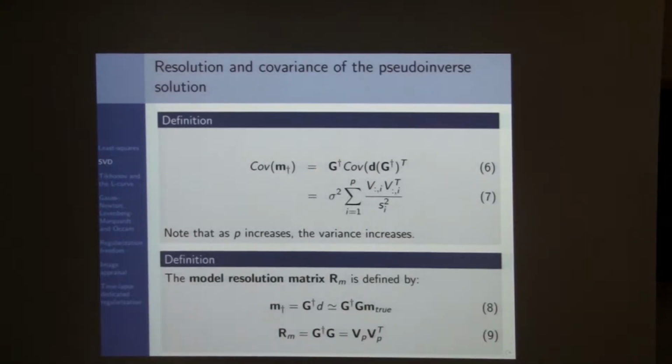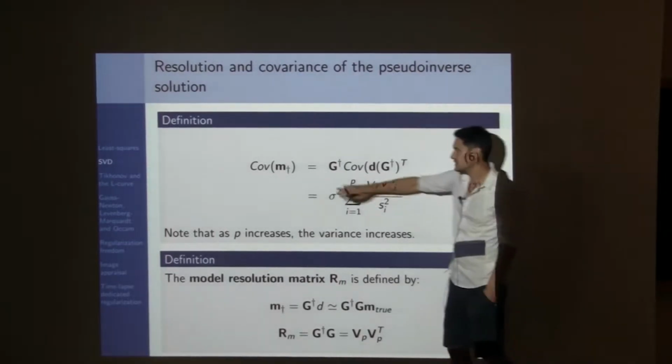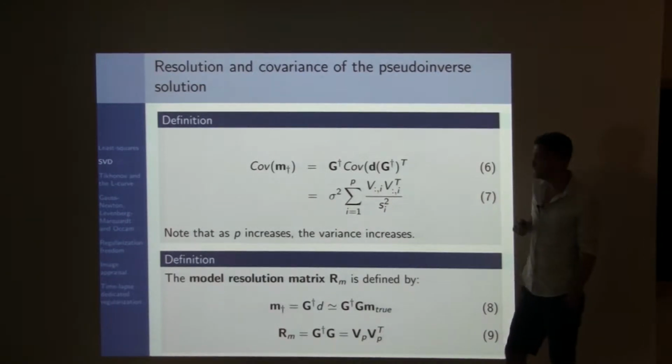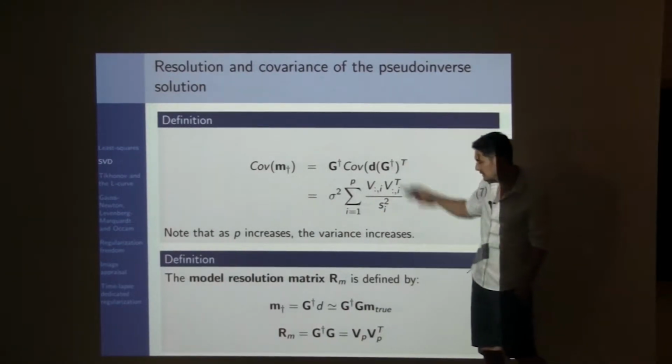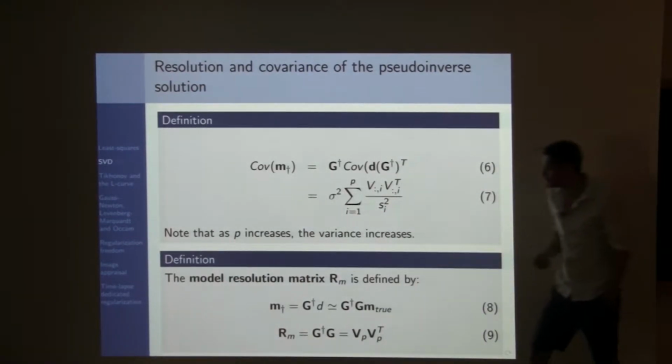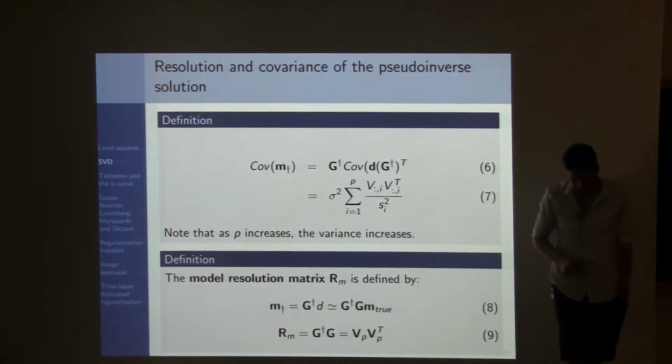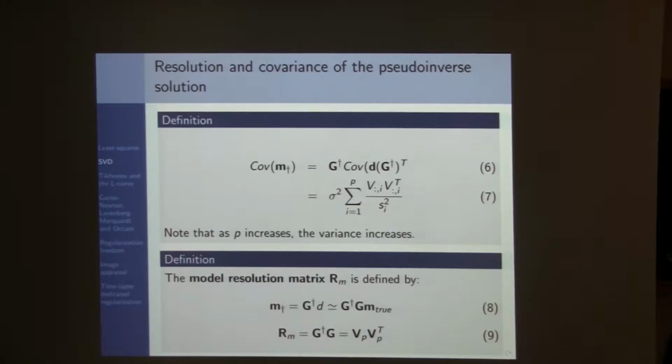The other nice thing about this tool, the singular value decomposition, is that you can use it to compute the uncertainty around the estimated model, which is simply an error propagation using your pseudo-inverse here. And you can also compute the resolution matrix, defined here basically by the matrix V. The resolution matrix should be close to identity if you have a perfect resolution. And the more it goes away from the identity matrix, the worse the resolution of your problem is.